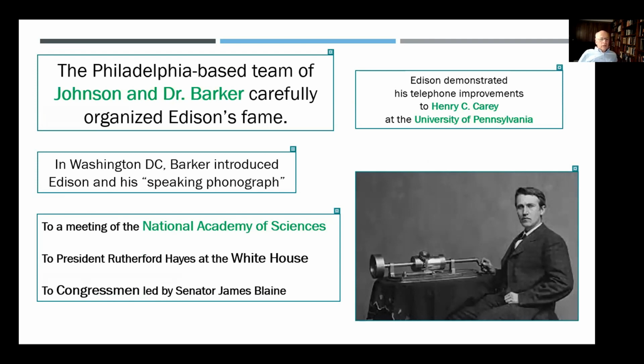Edward Johnson and Dr. Barker deliberately and carefully organized the circumstances where he would become famous. After the phonograph, in particular, they went to Washington and had a series of meetings with the government and scientists to make him famous. Next slide.